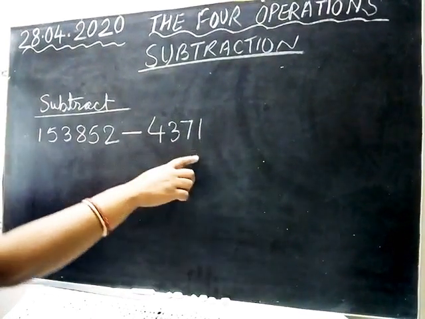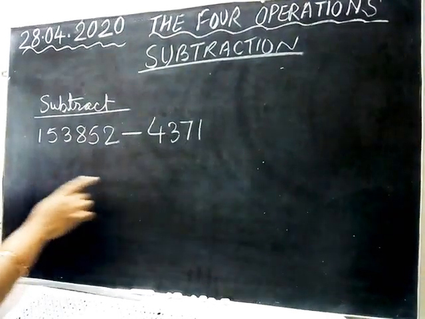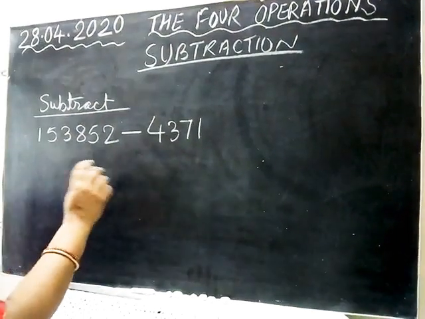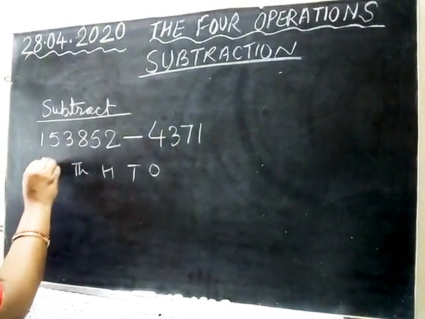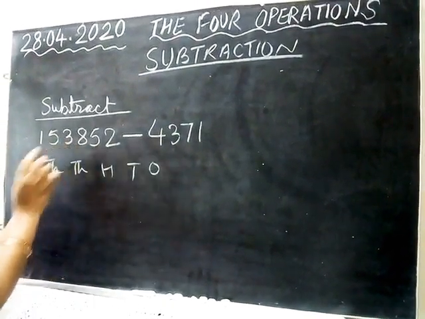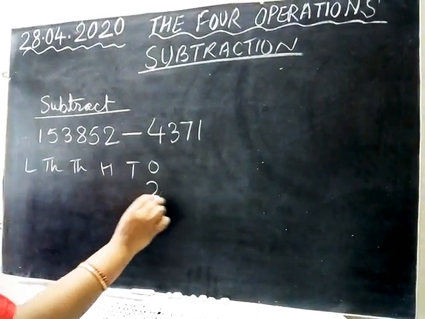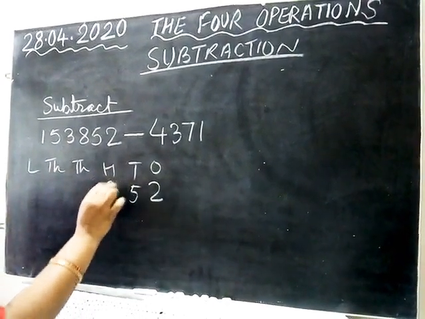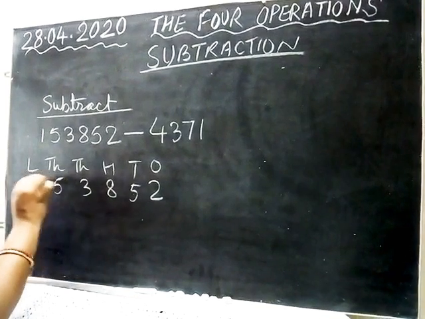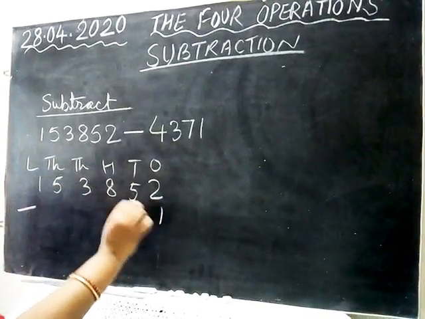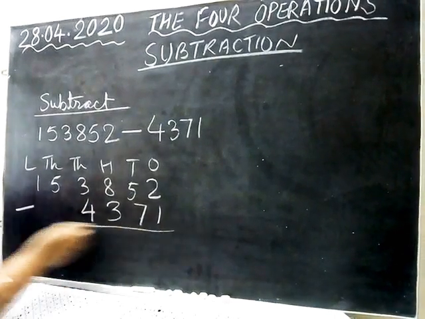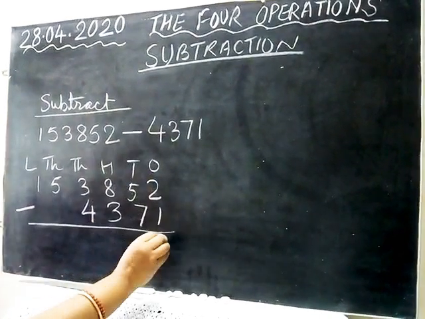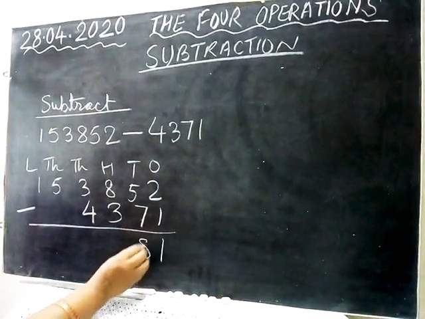If it is like this, children, you have to arrange in columns. So again you will have ones, tens, hundreds, thousands, ten thousands, lakh is also there. So 253851 minus 1734. Okay, this way. So you will subtract: 2 minus 1, 1. 15 minus 7, 8, 15 you all know.